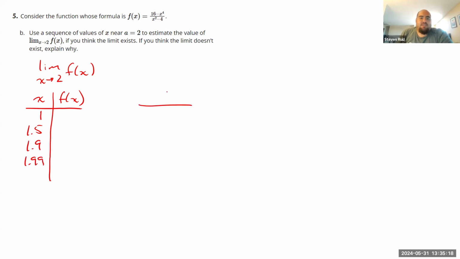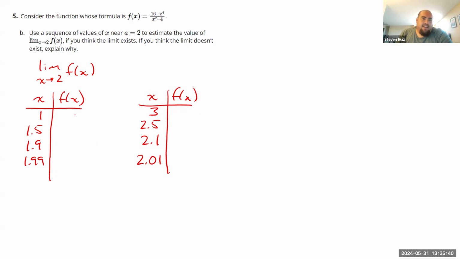And then let's also do a table that does the mirror image of that. So I want to look at values from above 2. So let's go x equals 3, x equals 2.5, x equals 2.1, x equals 2.01. So from there, if I plug in some values, what do I get?